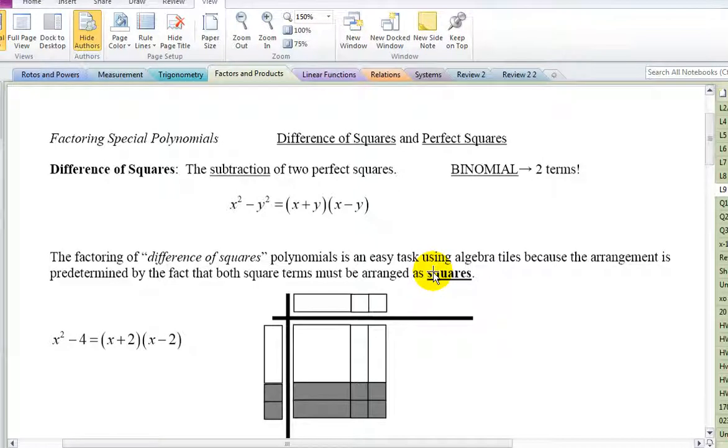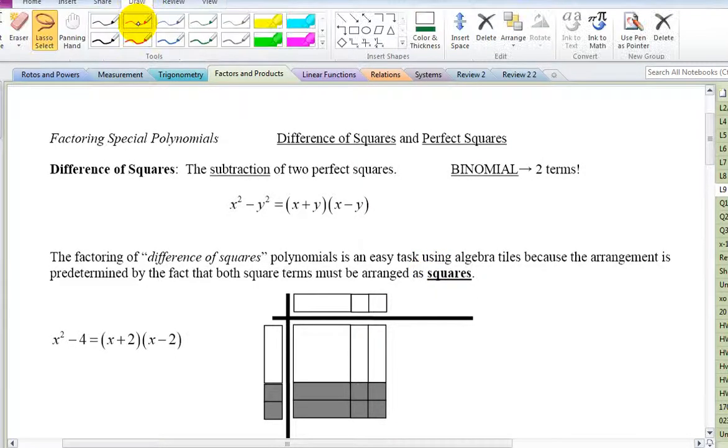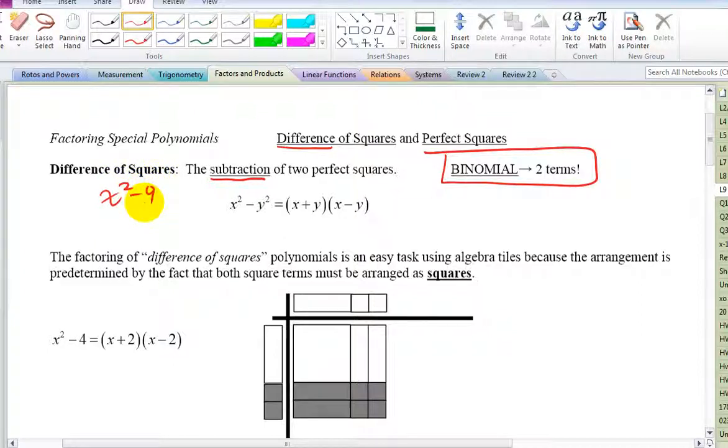Okay, so let's get started here. A little bit different than yesterday because we're looking at difference of squares. Difference is subtraction. Ikema, pay attention. Difference is subtraction. So what's different is that we're going to have binomials, two terms. Okay. So we're going to have something like x squared minus 9.